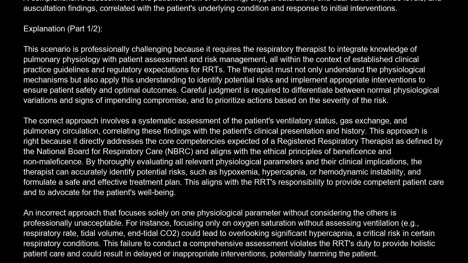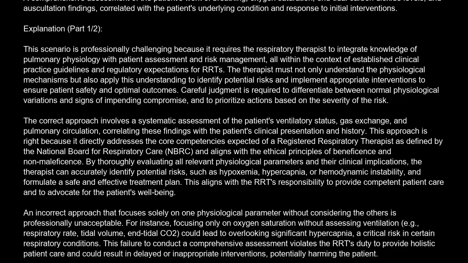This approach is right because it directly addresses the core competencies expected of a registered respiratory therapist as defined by the National Board for Respiratory Care, NBRC, and aligns with the ethical principles of beneficence and non-maleficence. By thoroughly evaluating all relevant physiological parameters and their clinical implications, the therapist can accurately identify potential risks, such as hypoxemia, hypercapnia, or hemodynamic instability, and formulate a safe and effective treatment plan. This aligns with the RRT's responsibility to provide competent patient care and to advocate for the patient's well-being.